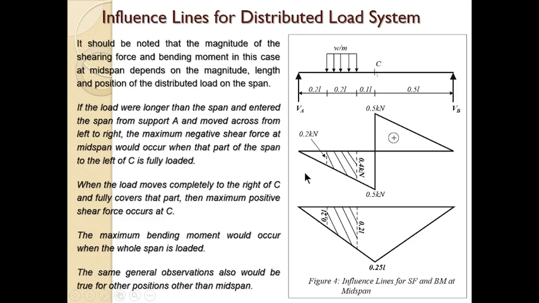Now when the load moves completely to the right of C and fully covers that part, the maximum positive shear force will occur. The maximum bending moment will occur when the whole span is loaded. We are talking about a load that is longer than the span of the beam. The same general observations also will be true for other positions other than midspan. So if we are to find the influence line for shear force or bending moment at any other point other than midspan, we just follow the same process to derive the influence line diagram for those.